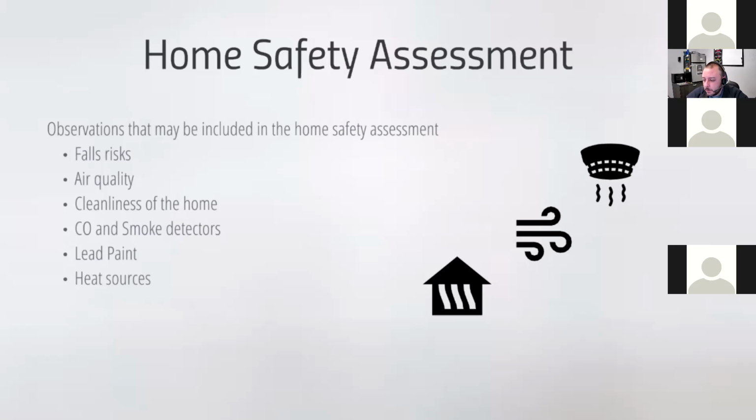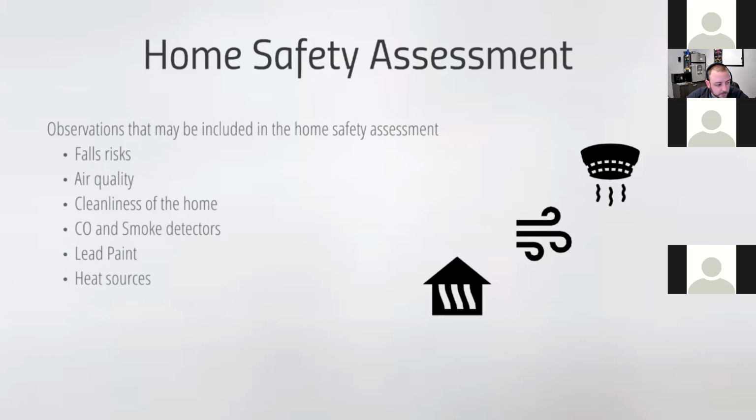Make sure that they have CO and smoke detectors. That's going to be a big thing, especially with trailers, making sure they have CO detectors. People that have gas-lit pilot lights and stuff like that, that definitely would be important to make sure you have that CO detector. We talked about lead paint, and hopefully, before too long, a couple more years, we'll be away from very many houses still having lead paint. And then heat sources are pretty important too.